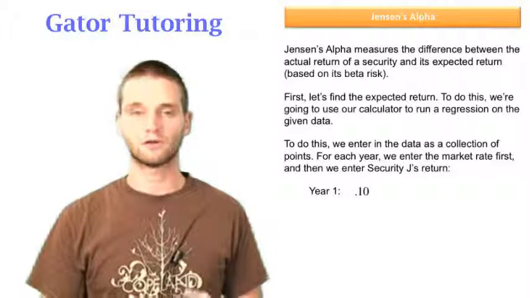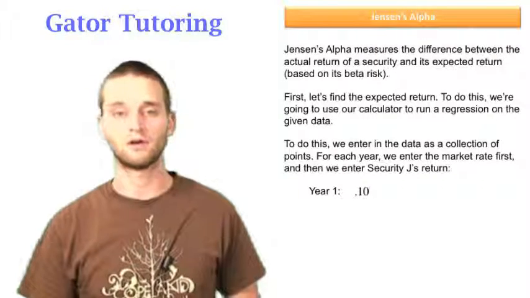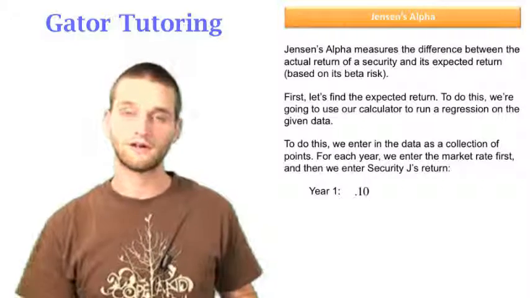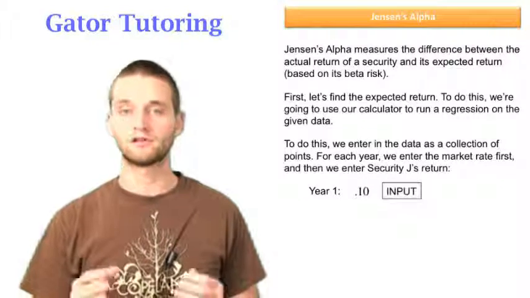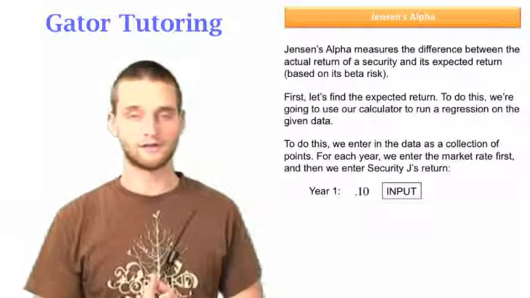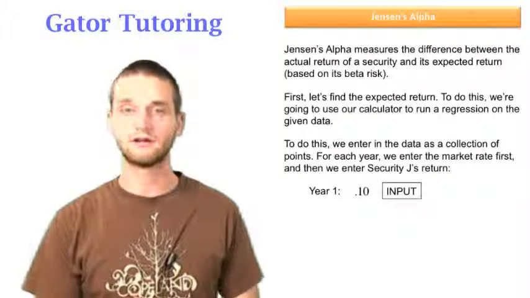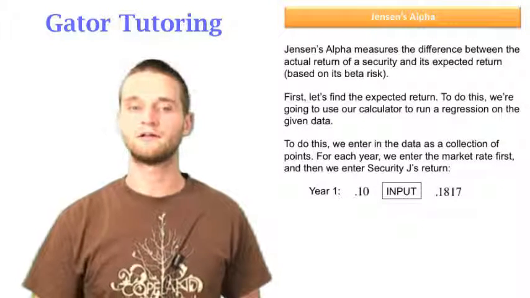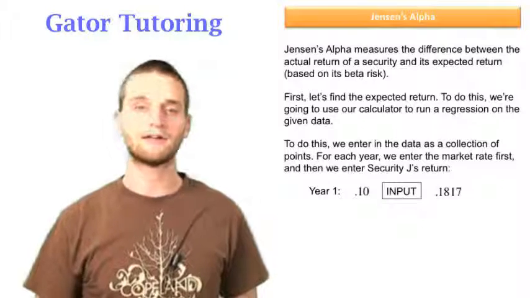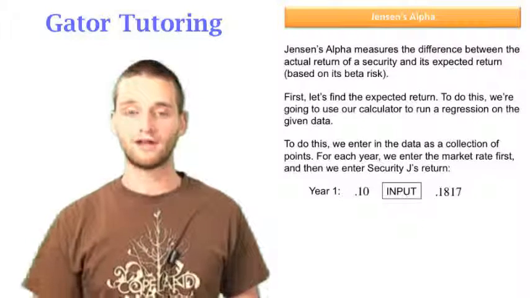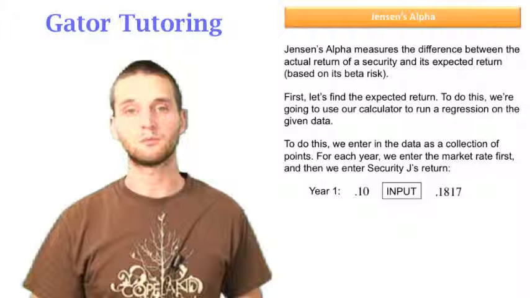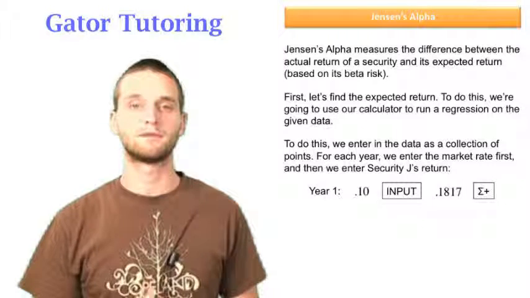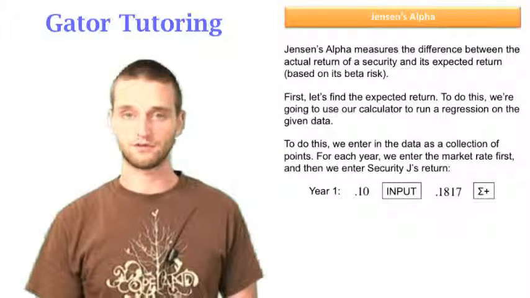The question tells us the market earned 10% in year one. So we enter 10% as a decimal, 0.10. We press input to tell the calculator that we're entering an ordered pair of data, a point. We enter the return on security J, which was 18.17%, as a decimal, 0.1817, and then we press sigma plus, and that tells the calculator we're done with this ordered pair.